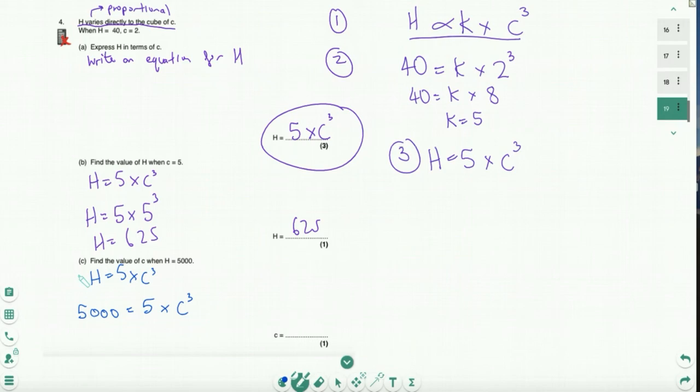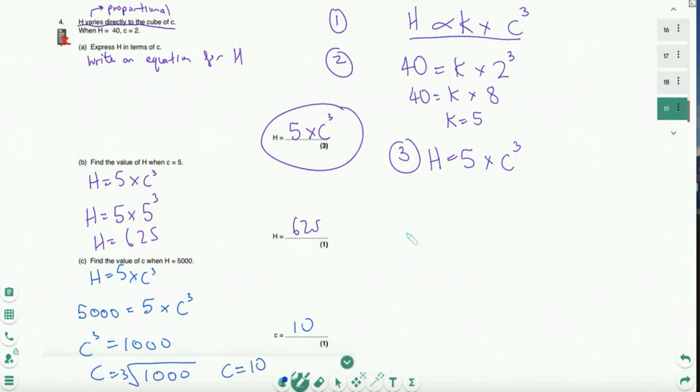Well, the way I do it is I think 5 times something is 5,000. Well, c cubed must be 1,000 because 5 times 1,000 is 5,000. So c cubed is 1,000. To get rid of the cube, we can cube root 1,000. So c is equal to the cube root of 1,000, because the opposite of cubing is cube rooting. Just putting that in your calculator, it'd be 10.